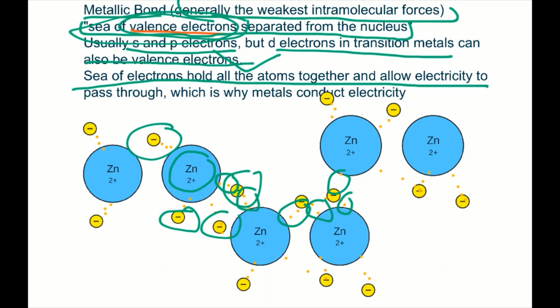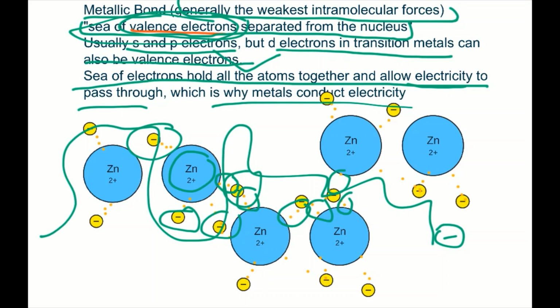It's kind of like a spider web. And these sea of electrons hold everything together and allow electricity to pass through, which is why metals conduct electricity. So an electron might hop by and be able to move around freely because the electrons are in a sea, and in a sea, water can move freely. So you can think of it that way if you want.